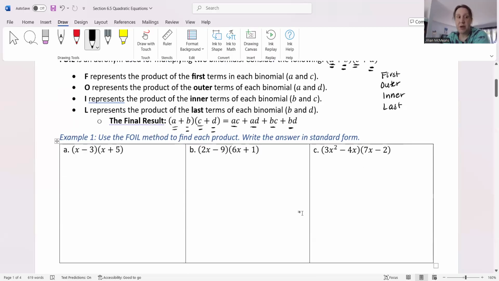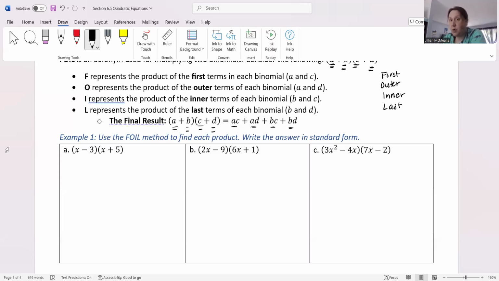We have 3 examples down here. Example 1 says use the FOIL method to find each product, write the answer in standard form. Standard form just means highest exponent to lowest exponent ending with the constant. I'll explain standard form once we get in here. So for part A, we have x minus 3 times x plus 5.